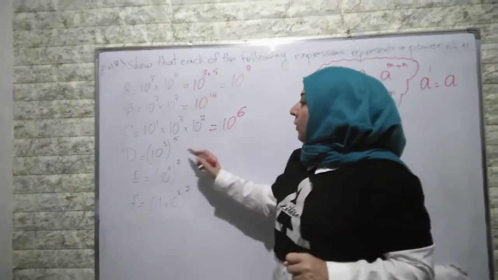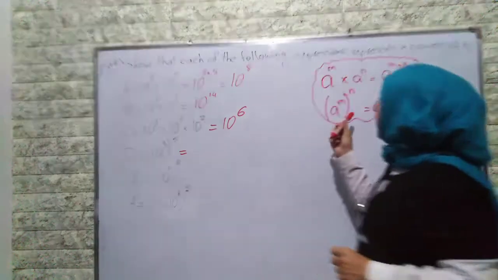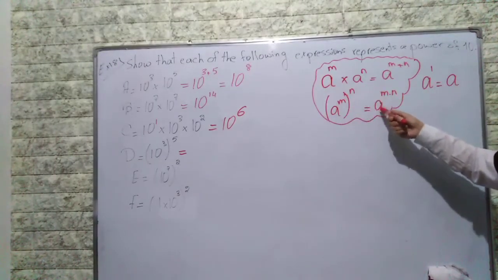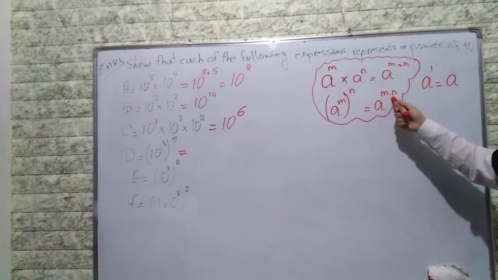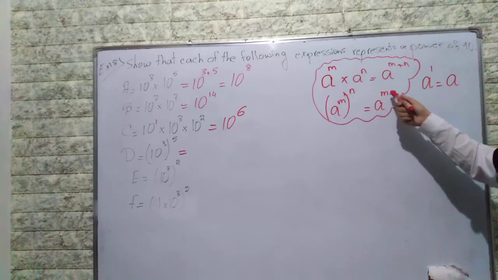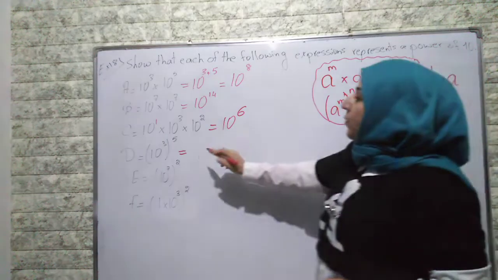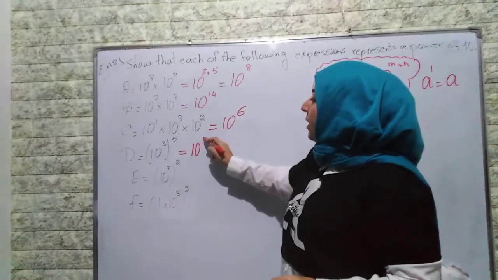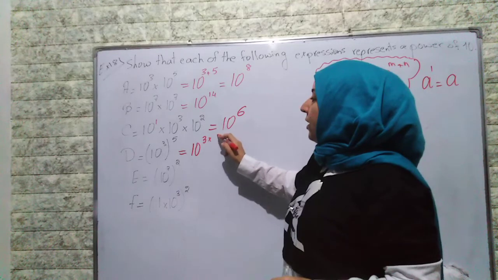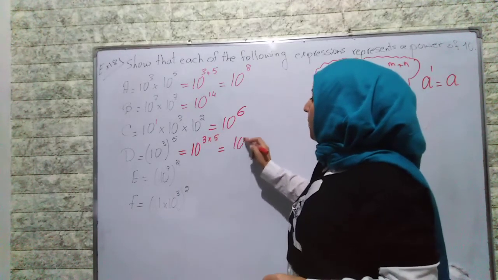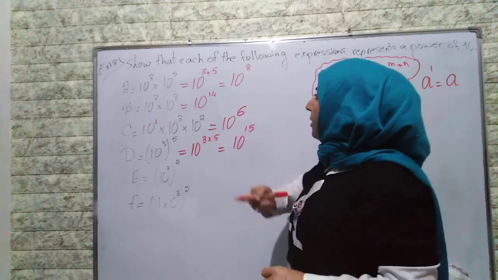Okay? Now, here we have to use the second rule, a to the power m, all to the power n. It means that a to the power mn. And when we say mn, we mean that we are multiplying the powers by each other, okay? So here we have 10 to the power 3 times 5, okay? Not a plus here, it's times 5. So it's 10 to the power 15.